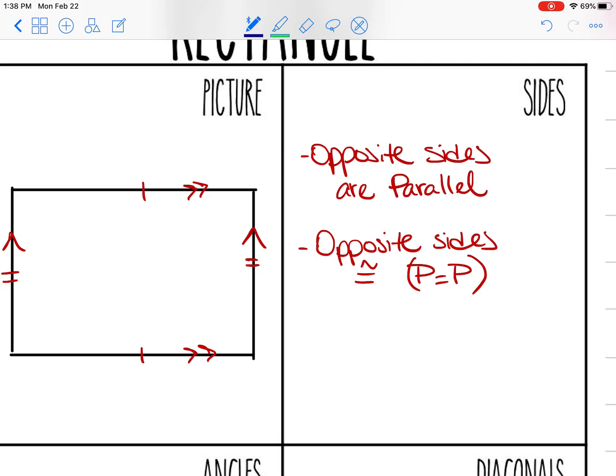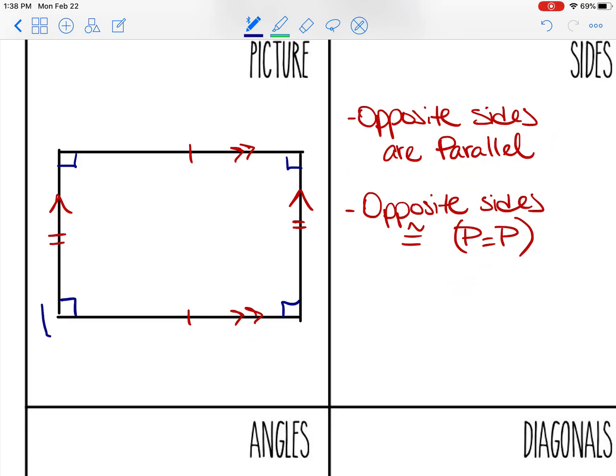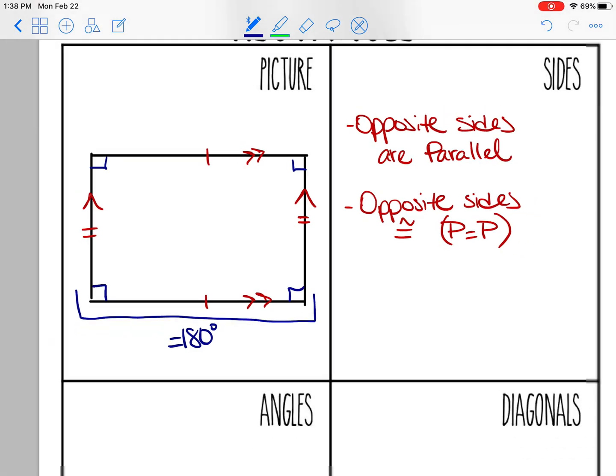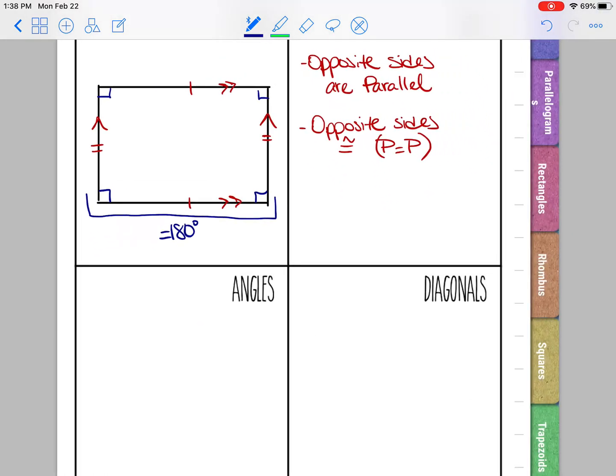Angles, let's go back and add those characteristics from the parallelogram. We know opposite angles are congruent. But what else do you know about the angles in a rectangle? That they are 90 degrees. So yes, not only are they congruent, but they also equal 90 degrees. So go ahead and put your right angle symbol there. Same thing with consecutives. They add up to 180. So I'm going to go right here with these just to remind myself that I do have that characteristic that my consecutives add up to 180.